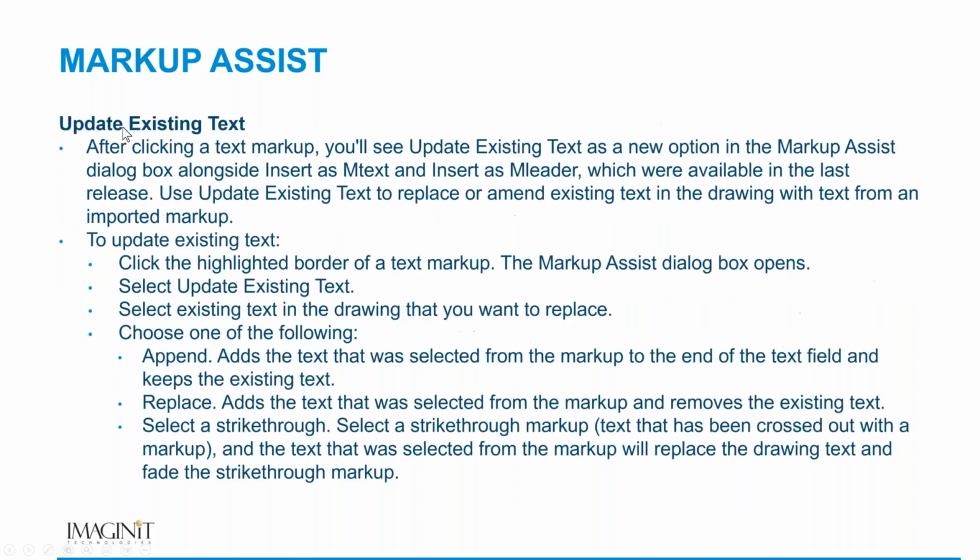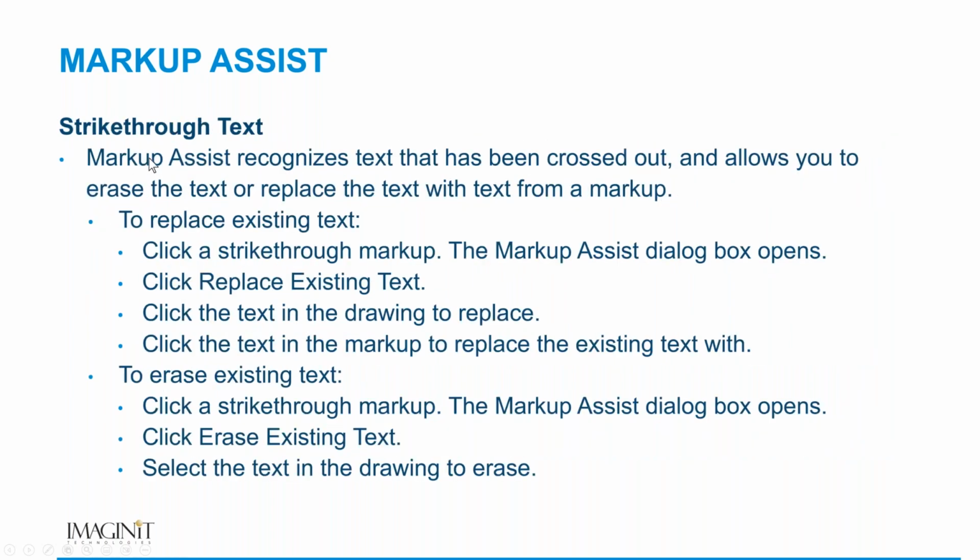Okay, so now you can have it update existing text. So if you have text in your drawing, and then your markup has different text, you'll be able to highlight things and say update existing text, and it will grab the text from the markup and replace that in the drawing. You can append, replace, or strike through. If you do a strike through, you can replace the text and fade it. It recognizes text has been crossed out. It allows you to either erase or replace the text from a markup. So there's a lot of things you can do with markups now.